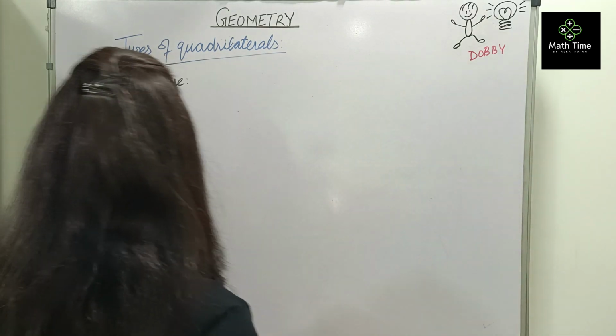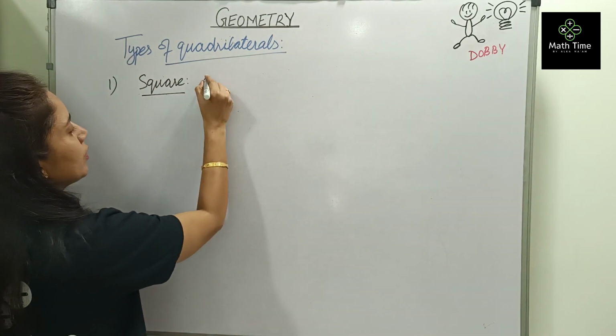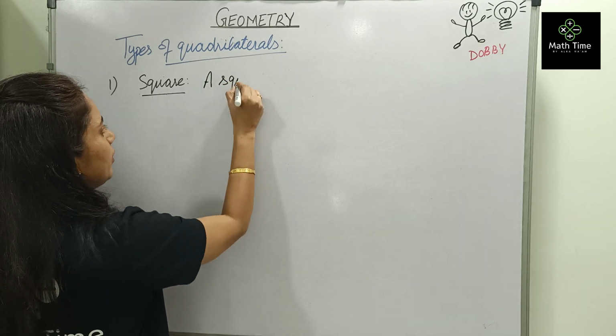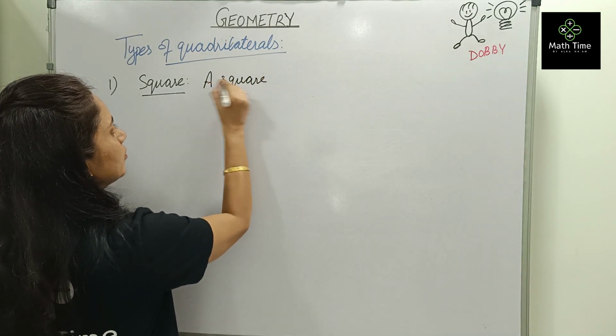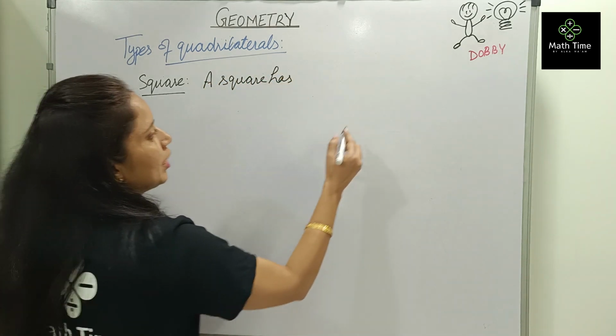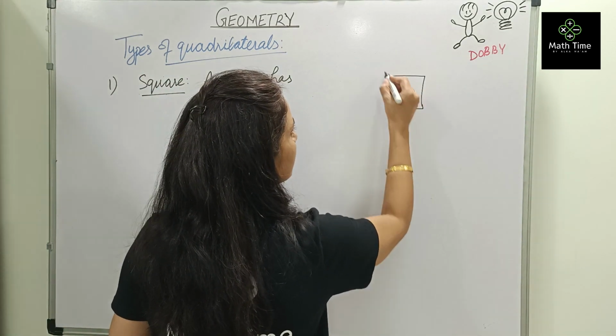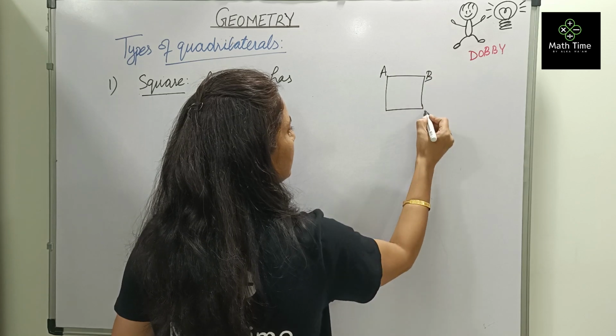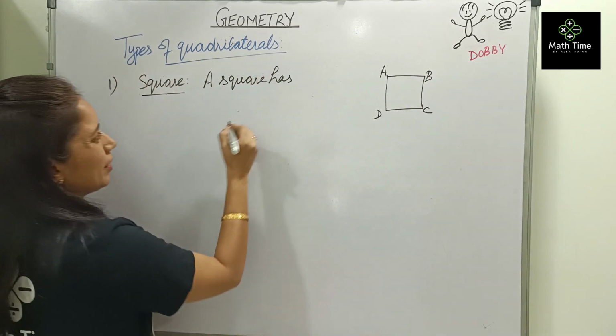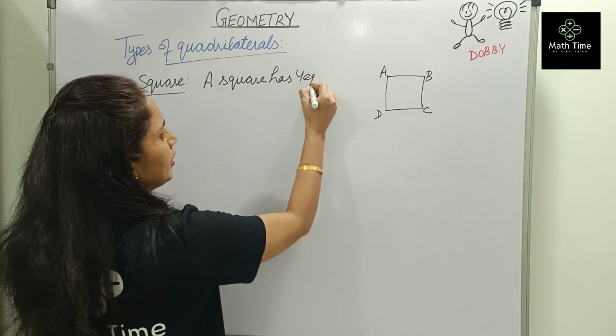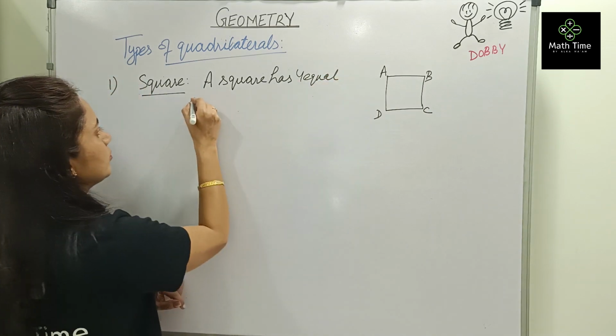Let us write. A square has, I am making a square here, A, B, C, D. A square has 4 equal sides.